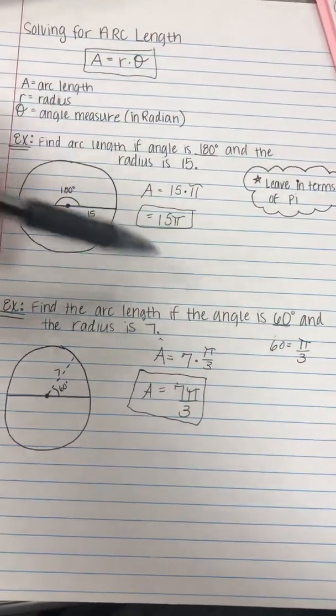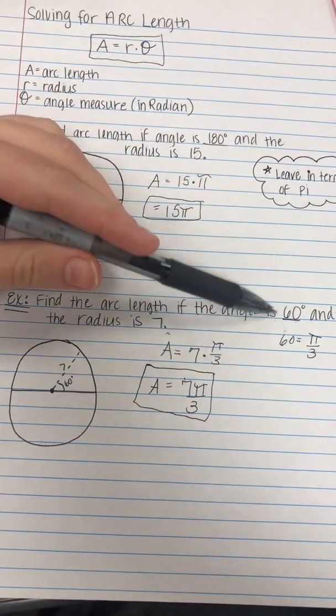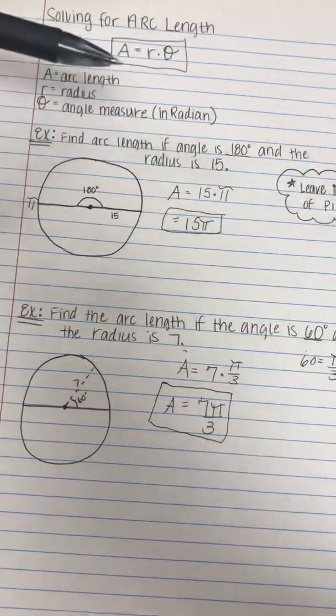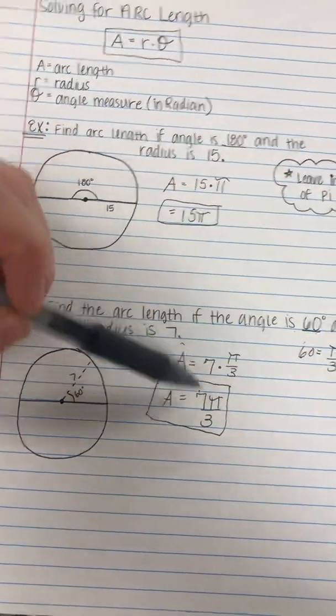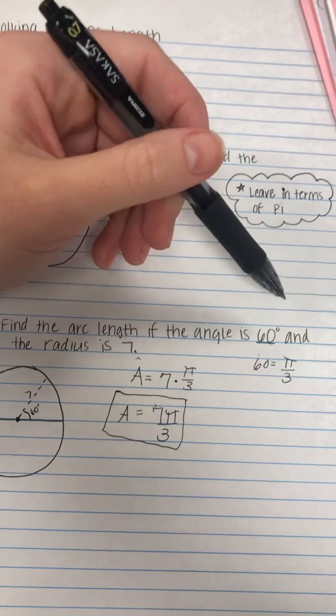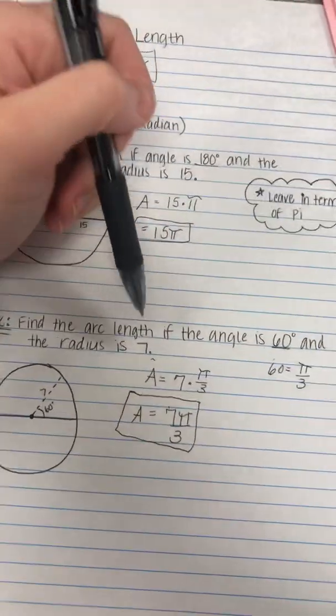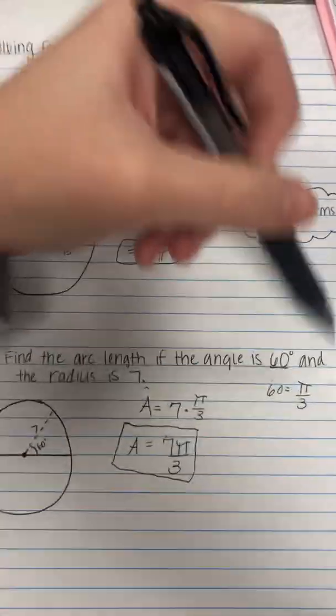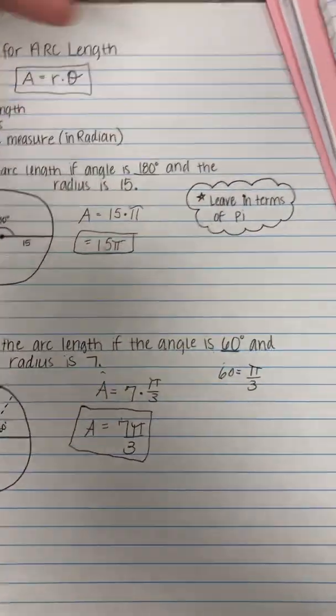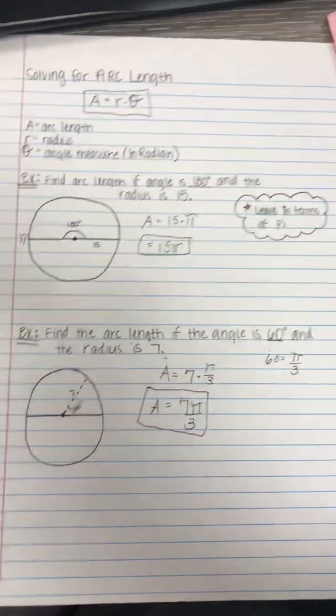All you have to do is make sure that you convert your angle measure from degrees to radians correctly, and then simplify the fraction if need be. So, for example, if the radius was 6 instead of 7, then it would be 6 pi over 3, which would just mean the arc length is 2 pi. So just make sure you simplify correctly.